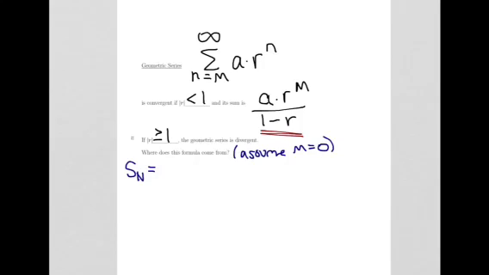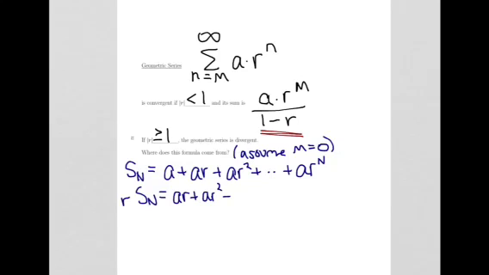So if we were going to sum this stuff, we would get a plus a times r plus a times r squared, and we would keep doing that all the way down to a r to the n. Similarly, we could take that same sum and multiply it by r, and we would get ar plus ar squared plus ar cubed, and we would do all that all the way down to ar to the n plus 1.